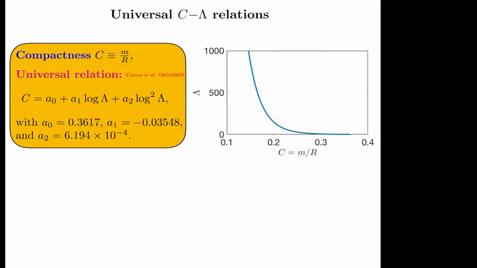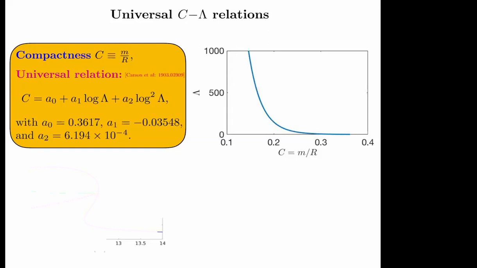Right. Okay. And so the general trend here is that as the compactness increases, lambda decreases. And that I think is easy to understand. As the compactness increases, the star is getting smaller, and therefore it's becoming more point-like, and it's more difficult to deform it. It's more gravitationally bound together. So that I think is a straightforward consequence there.